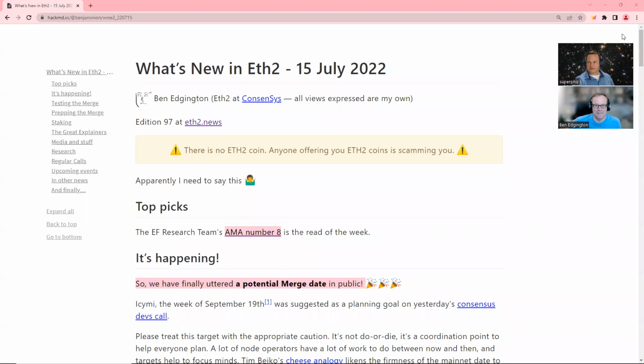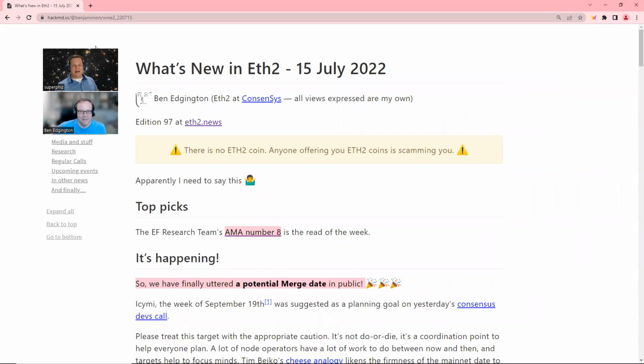So let me switch to newsletter view. How do I do this? I rarely have to run my own stuff, and then I forget how to do it. Oh, okay, it is here. Yes. All right. Lovely. Yep.